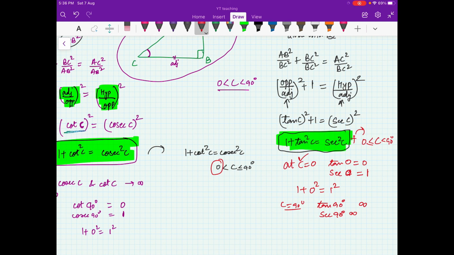But you will see in the books that these things are not mentioned. But to be perfect, you should understand that if somewhere it is written like this, you should know why this 90 degrees is not included here.